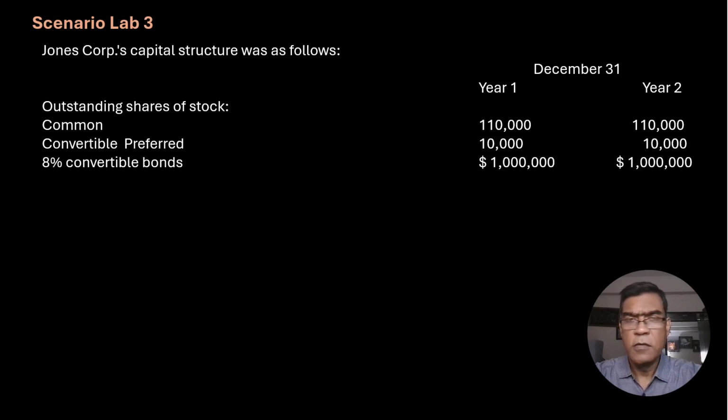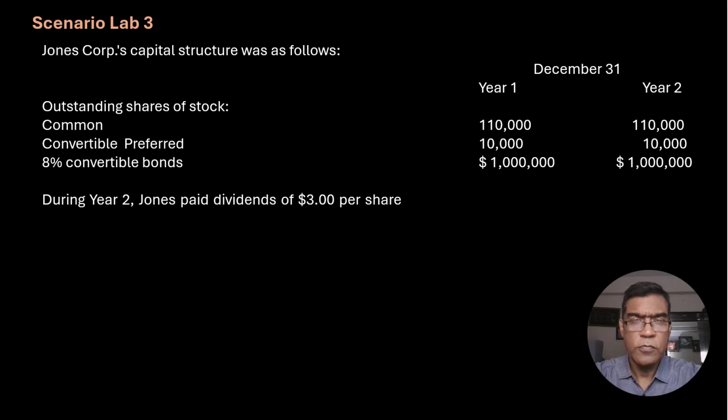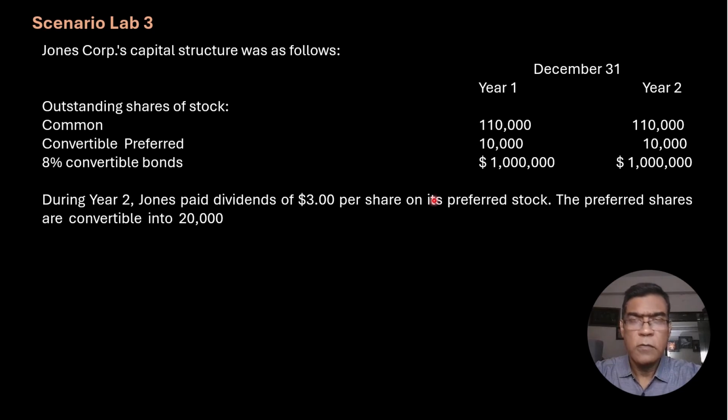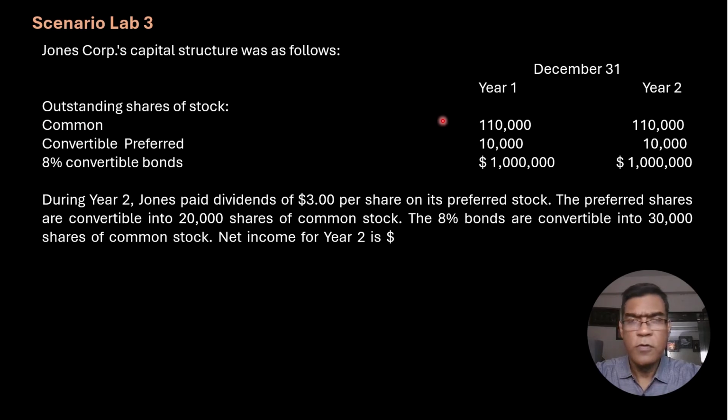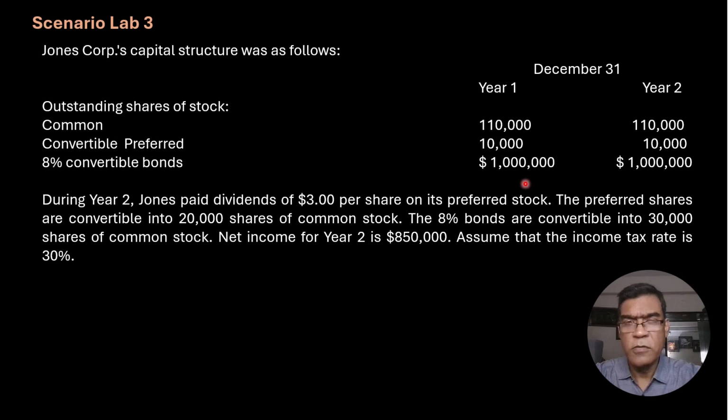Jones Corporation's capital structure was as follows. There is year 1 and year 2. So December 31st, the outstanding shares of stock. Common 110,000 both the years. Convertible preferred stock 10,000 both the years. 8% convertible bond, 1 million both the years. During the year, Jones paid dividend $3 per share on its preferred stock. $3 per share, 10,000 shares, so 30,000. The preferred shares are converted into 20,000.